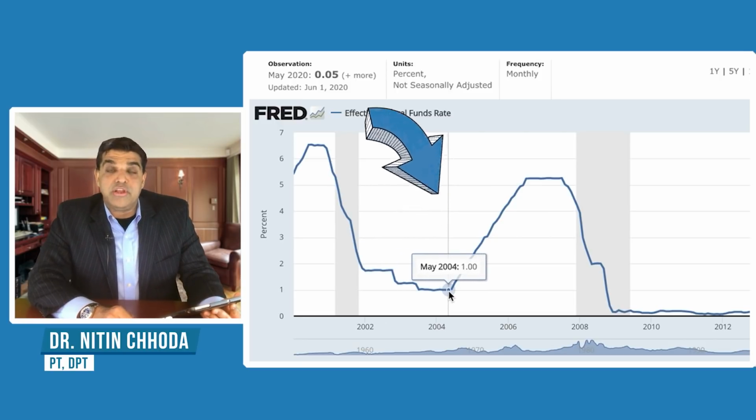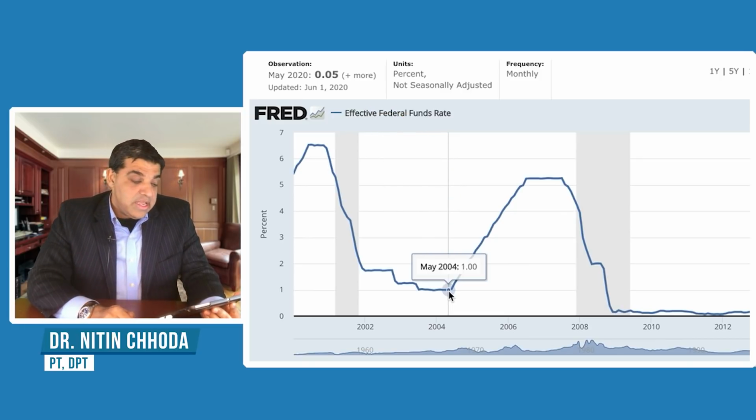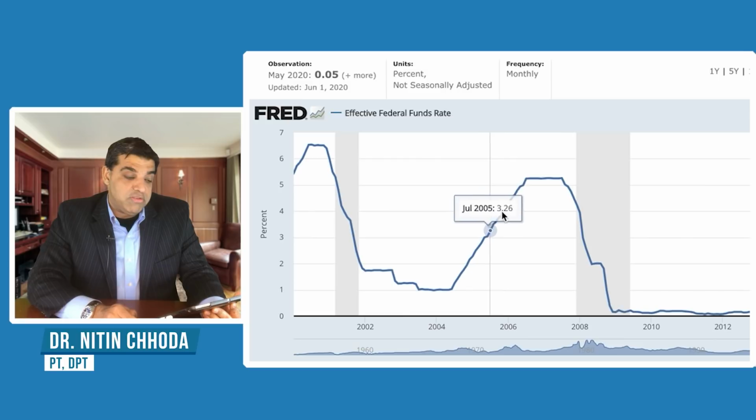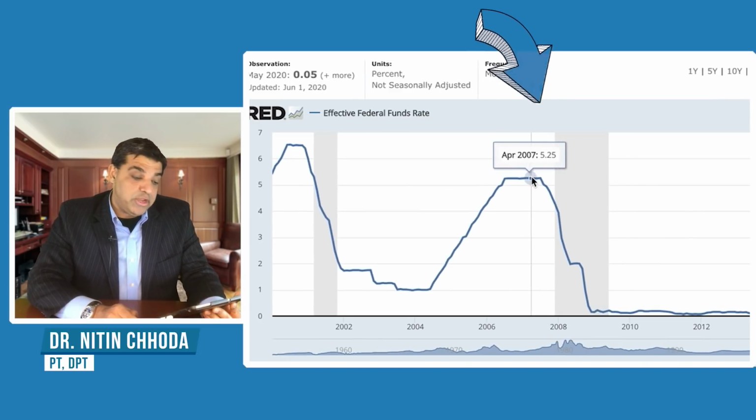As the economy started improving, the federal funds rate started to go back up, and you can see that it started to go back up from 2004. It kept going up from there, and then it started going up gradually over the years. In 2006, it started to reach 5.25%. 2007, it was at 5.25%.